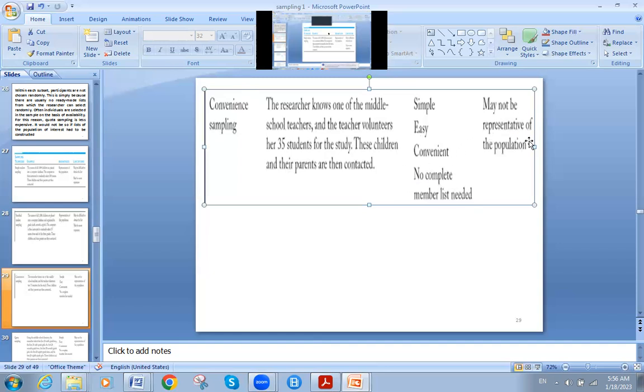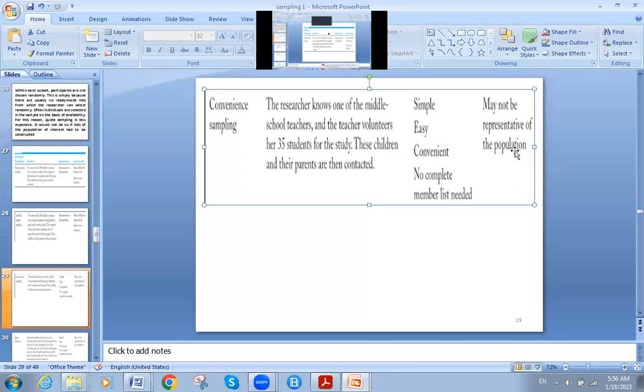It may also not be representative of the population, because you didn't make it a probability distribution that gives every element of the population, every sample unit, an equal chance. You chose 35 already, but you didn't choose them based on random selection. So it might not be representative of the population.